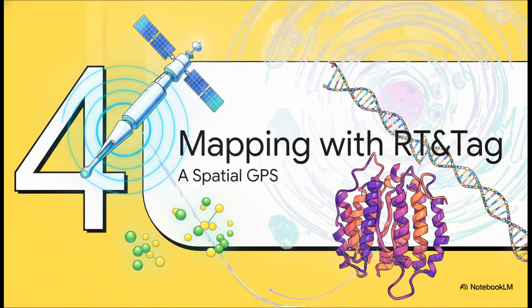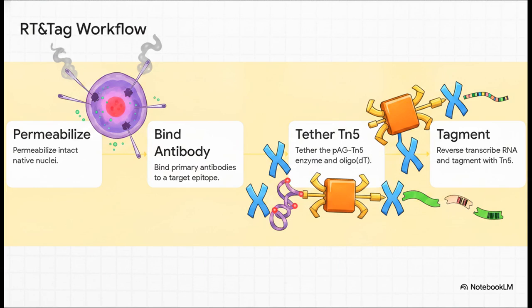Which brings us nicely to part 4, mapping this spatial GPS with a technique called RT&Tag. When we combine the GPS targeting of an antibody with the barcoding power of that Tn5 enzyme, we get a revolutionary technique for mapping the transcriptome spatially, RT&Tag. The workflow is brilliant. First, we permeabilize intact native nuclei. We don't destroy them, we just poke tiny holes so our tools can slip inside.